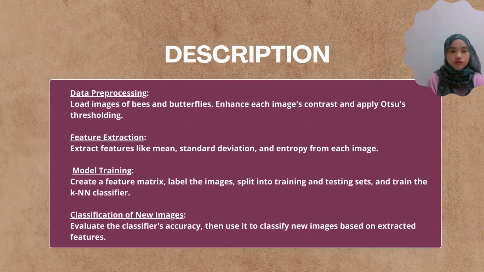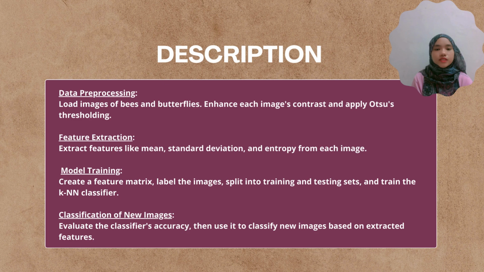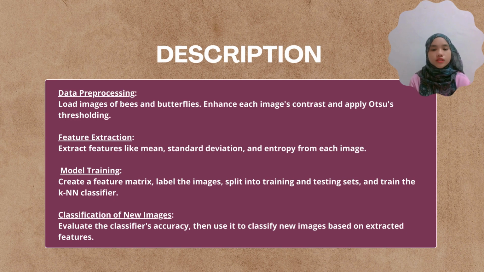For the overall description of our training phase, for the data processing, we load images of bees and butterflies, enhance each image's contrast, and apply Otsu thresholding. For the feature extraction, we use mean, standard deviation, and also entropy from each image. For the model training, we create a feature matrix and label images, then split into training and testing sets, and then train the KNN classifier. Lastly, for the classification of new images, we evaluate the classifier's accuracy, then use it to classify new images based on extracted features.